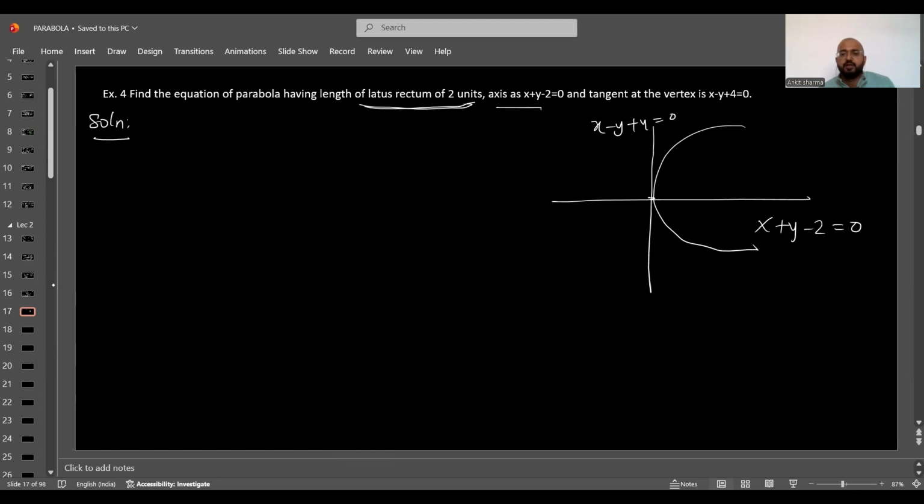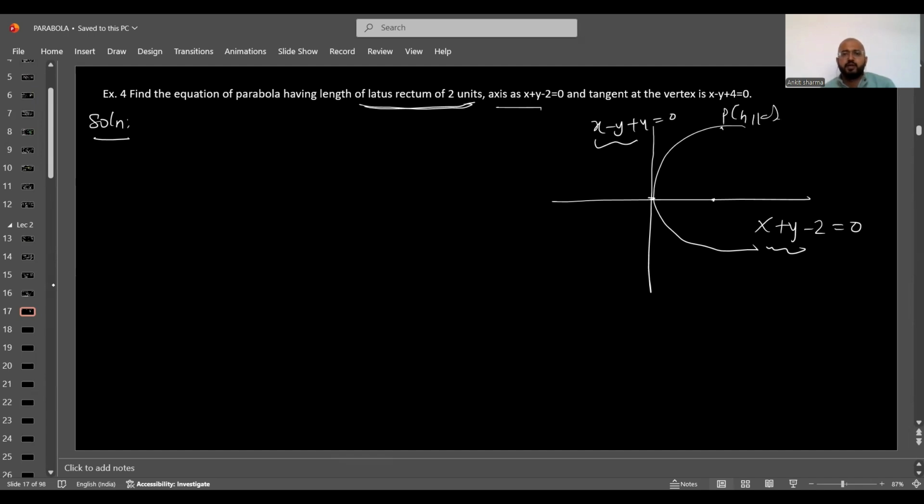And length of latus rectum I know, but that is not required right now. So you should not be seeing this diagram as a scale. It's just a random diagram drawn to understand. Because our goal is to apply what? Here I have the axis given and tangent at the vertex given. So I can think of this thing. So suppose this is my point P, h comma k.